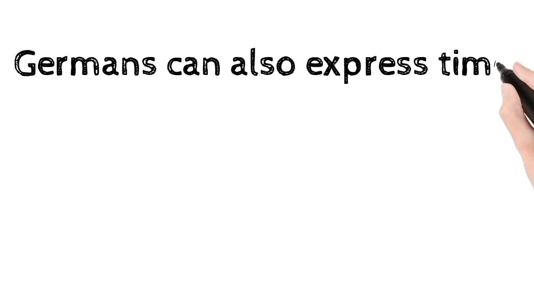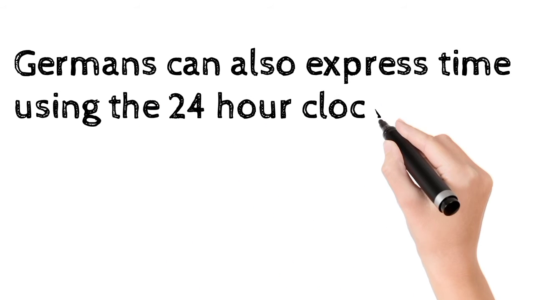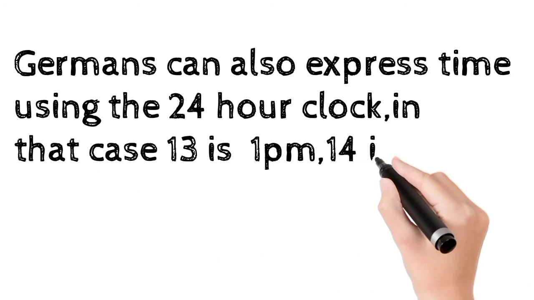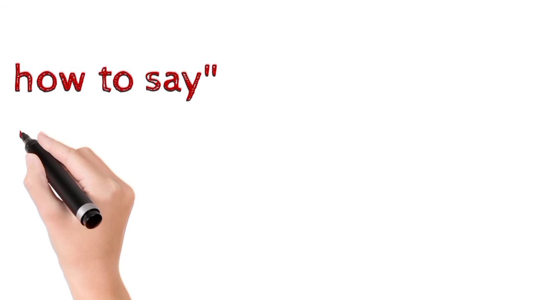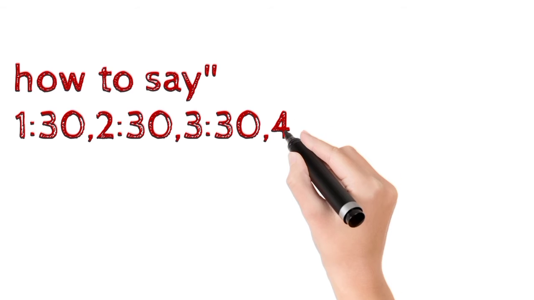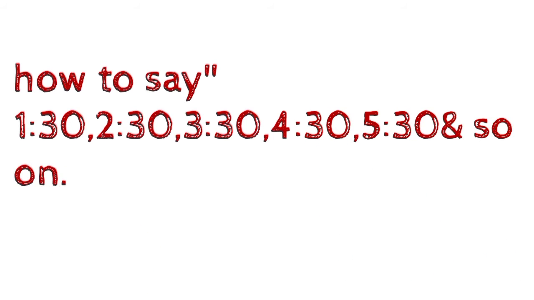Germans can also express time using the 24-hour clock. In that case, 13 is 1 p.m., 14 is 2 p.m. and so on. How to say 1:30, 2:30, 3:30, 4:30, 5:30 and so on.